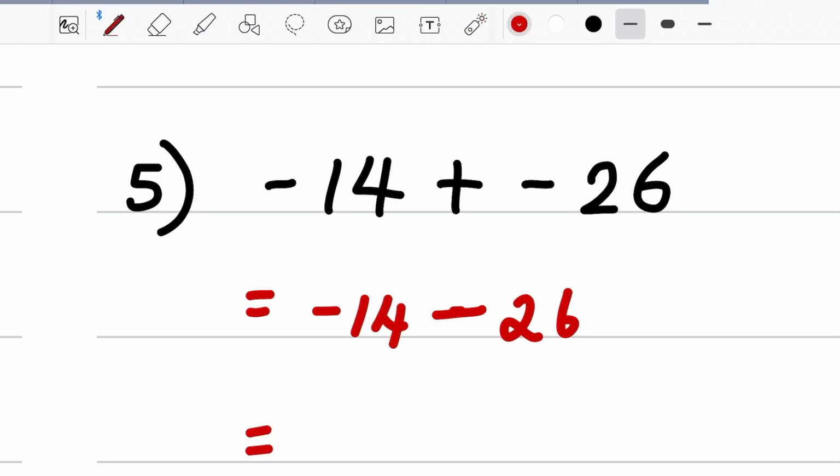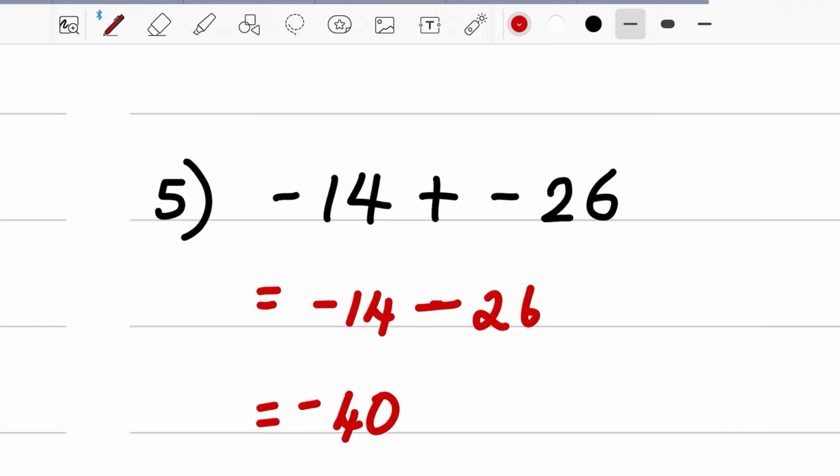So we have minus 14 minus 26. These two numbers are negative. So what we do is we add the numbers since the signs are the same. They're both negative. 26 plus 14 is 40. And that's your numerical answer. But since they're both negative, your answer is negative 40.